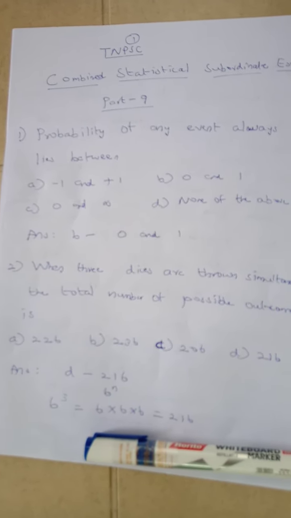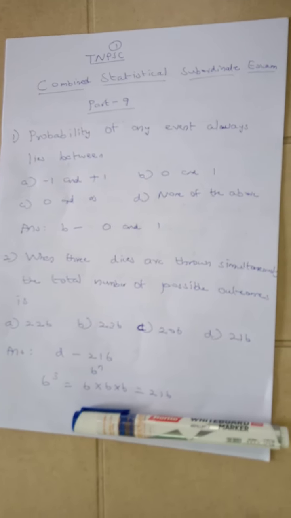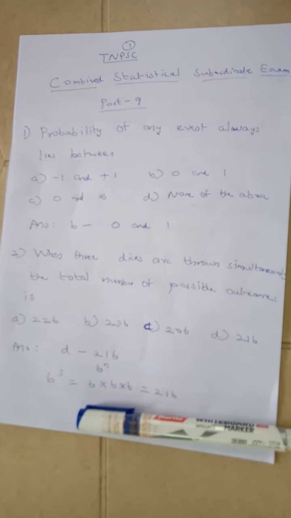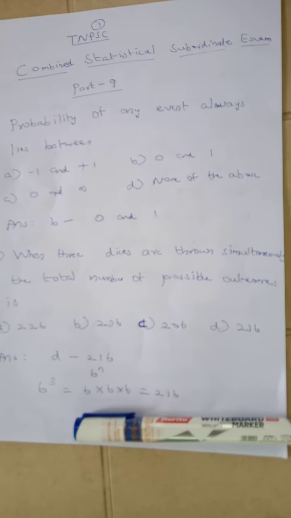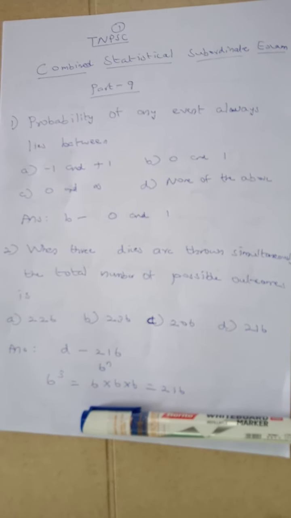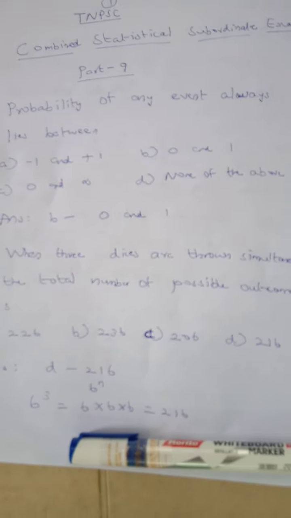Question number 1. Probability of any event always lies between option A -1 and +1, option B 0 and 1, option C 0 and infinity, option D none of the above. So probability of any event always lies between 0 and 1. So the correct answer is option B, 0 and 1. Move to the next question.